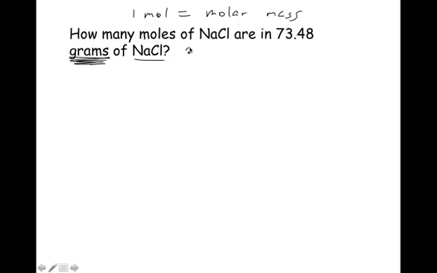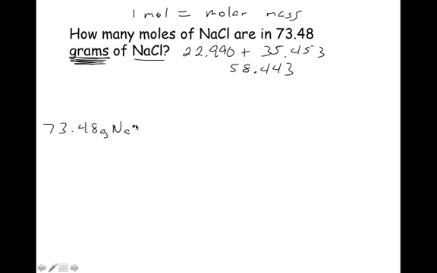And so we're going to have a 22.990 plus 35.453. You add those two together, just one of each. Add those two together and you get 58.443 as your molar mass. All right, plug those in. 73.48 grams NaCl. That's what you're going to start with.